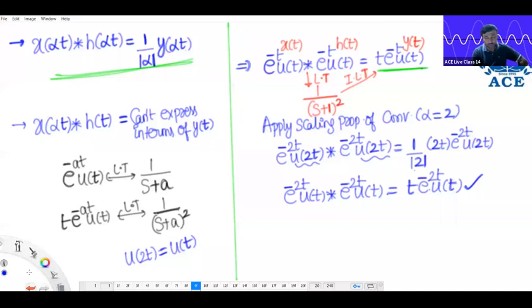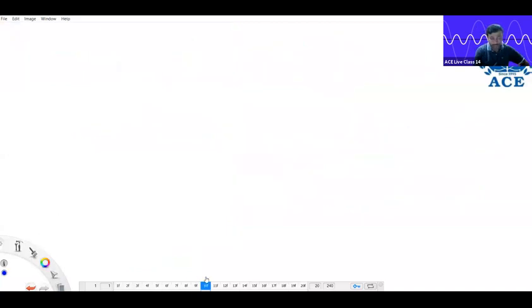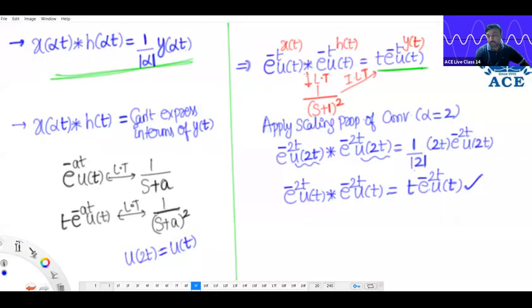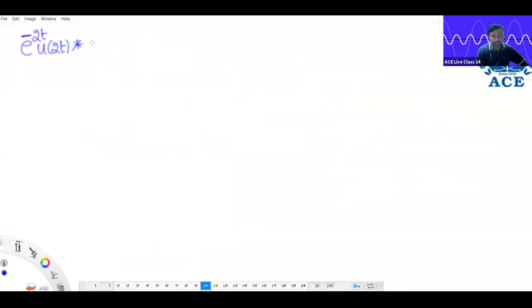Why? Listen first. I want to scale only input. So e power minus 2t u of 2t. I want to scale only the input x of 2t. But h of t as it is. E power minus t. Just now we observed u of 2t stands for ut. Take Laplace.